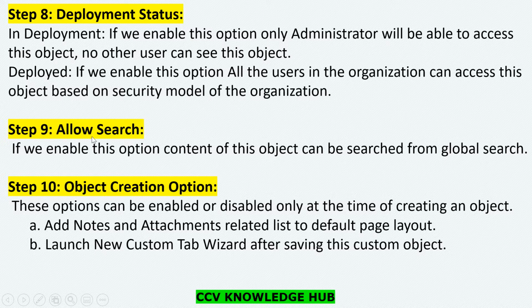Next one is step 9, allow search. If we enable this option, the content of this object can be searched from global search. So we have different global search available, right? From there we can search this particular object. Step number 10, object creation options. These options can be enabled or disabled only at the time of creating an object: Add Notes and Attachments, and Launch New Custom Tab Wizard after saving the custom object.